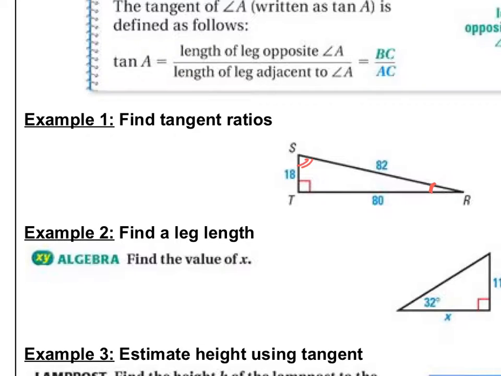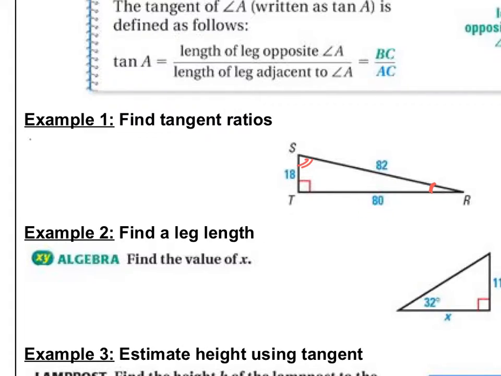The first thing when dealing with tangents is, again, you have to identify your opposite leg and your adjacent leg. Opposite is always going to be the one that is across from the angle you're talking about. So in this case, 18 is our opposite. Adjacent is the one we always touch that isn't the hypotenuse. So our adjacent is 80.